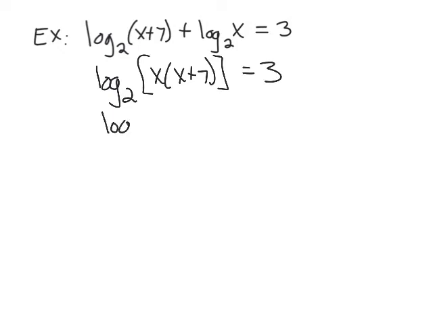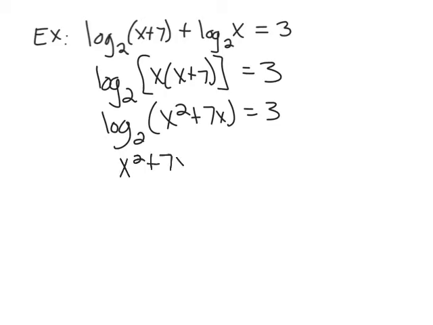Log to the base 2, if I distribute, I have x squared plus 7x. Now I have a single logarithm and just a constant term, so I'm going to rewrite this expression as an exponential one. My base is 2, my exponent is 3, my argument is x squared plus 7x. X squared plus 7x is equal to 2 cubed.